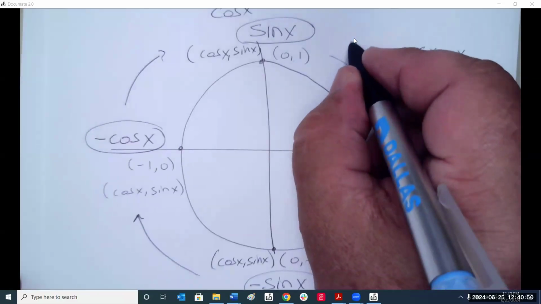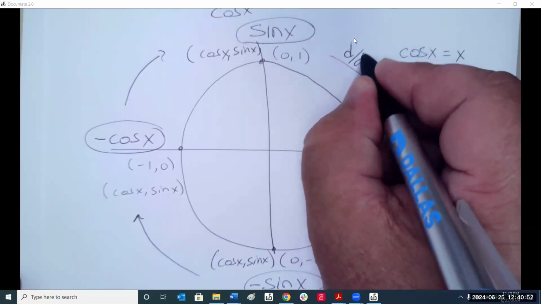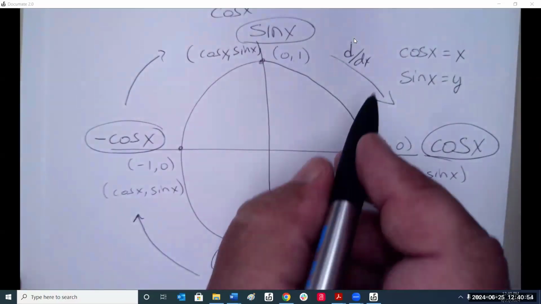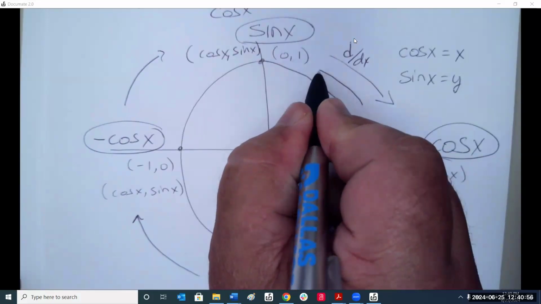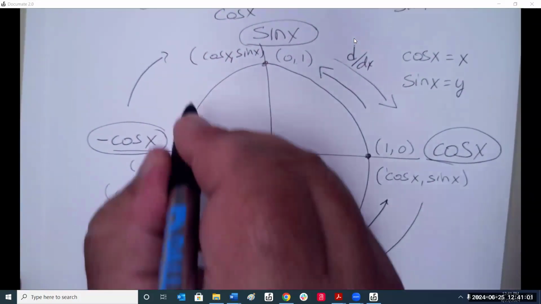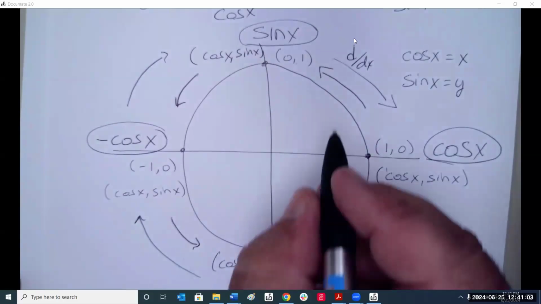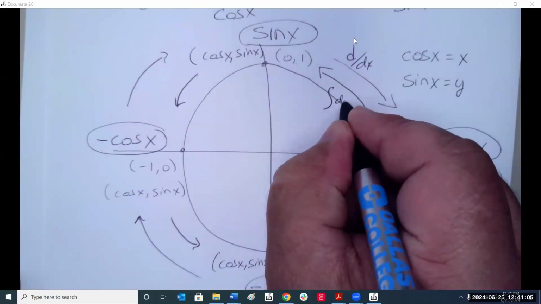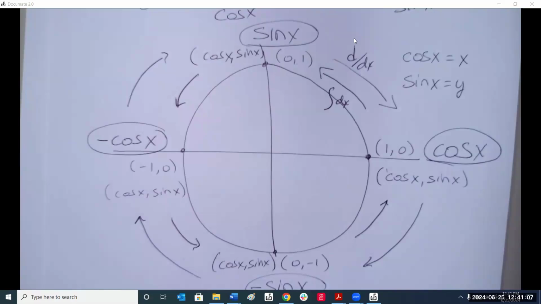That's derivatives. Integrals go backwards. That's the integral. We'll get to that later on in this course. So there you have the trig identities.